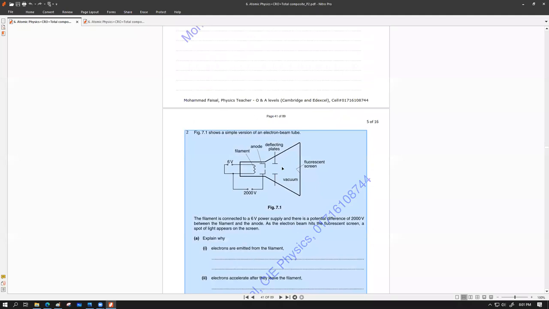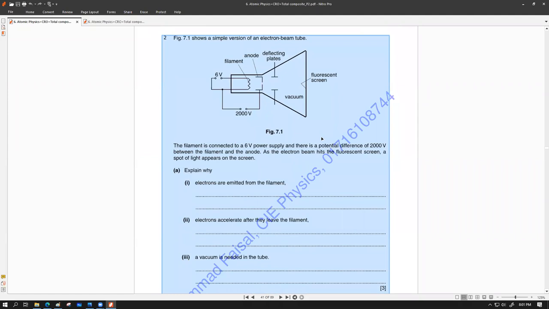Question number 2. It says, figure 7.1 shows a simple version of an electron beam tube. So we have... Okay, we have only one set of deflecting plates. Okay, whatever. The filament is connected to a 6-volt power supply and there is a potential difference of 2000 volt.